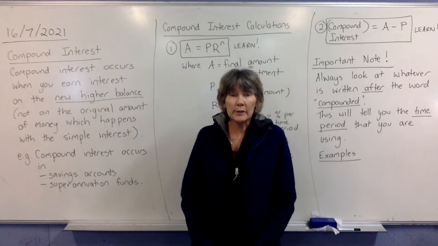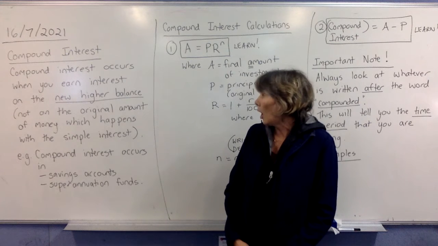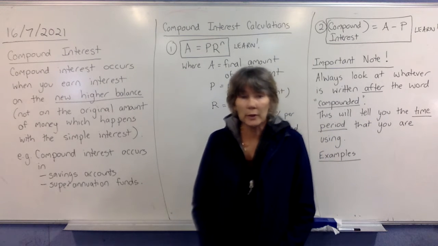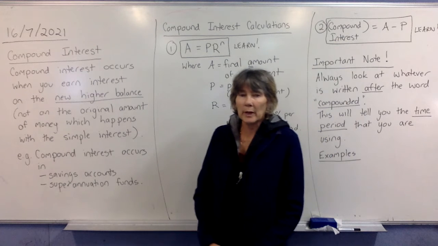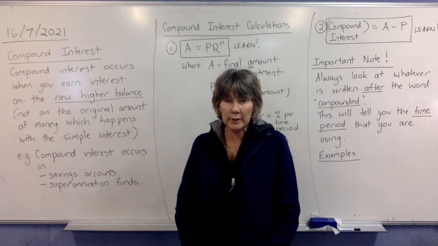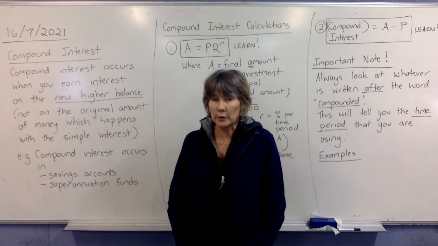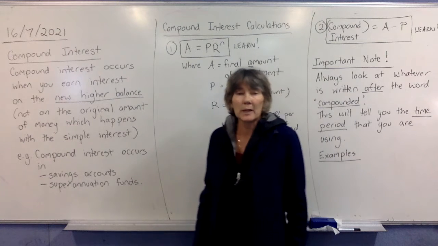Compound interest occurs when you earn interest on a new higher balance, not on the original amount of money, which happens with simple interest. You'll often hear people talking about earning interest on your interest. That's compound interest. Compound interest occurs with your normal savings account.